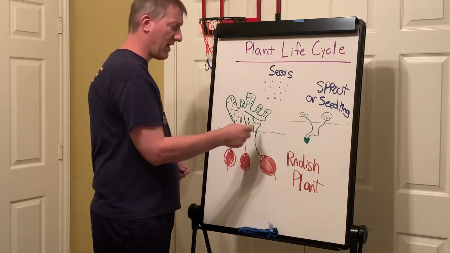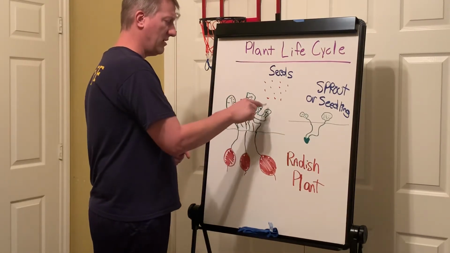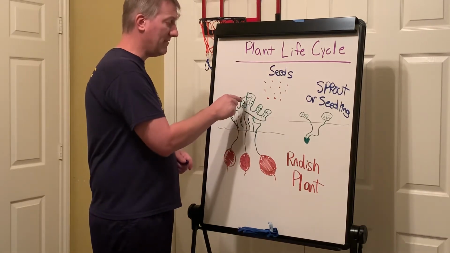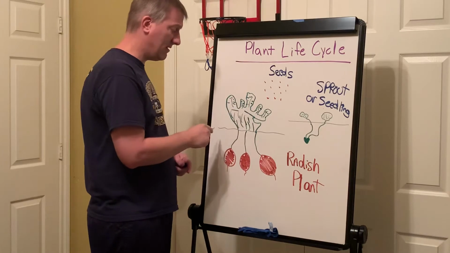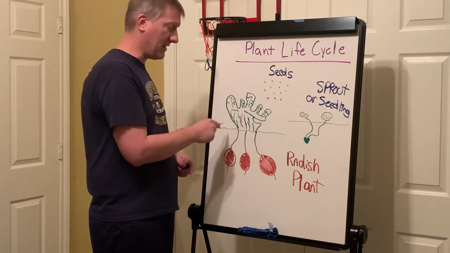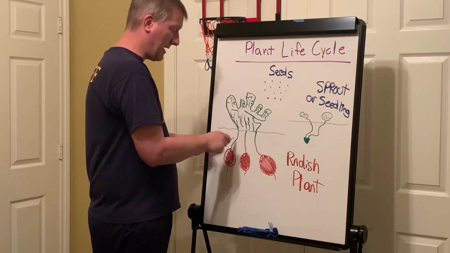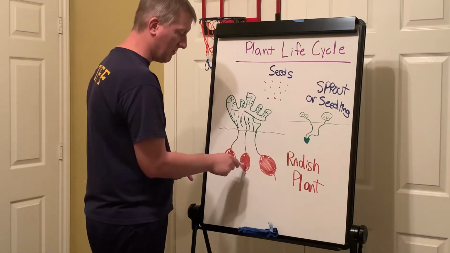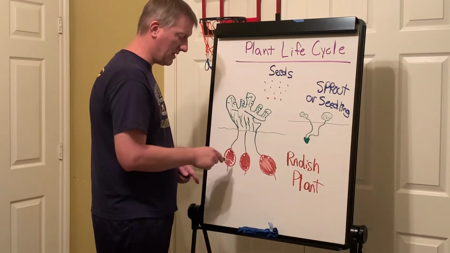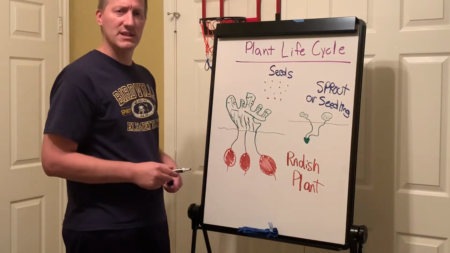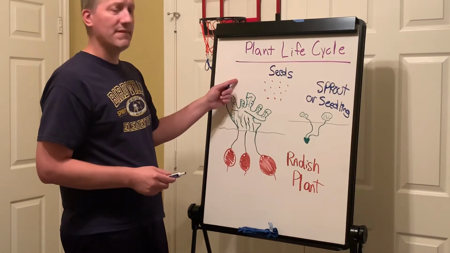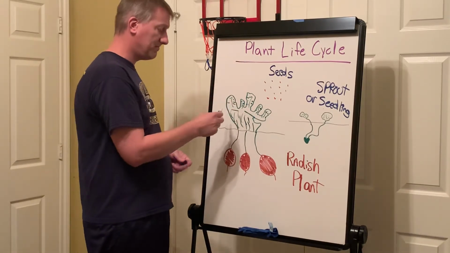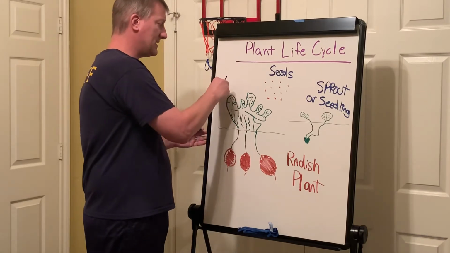From there, the radish plant flourishes up here, and it has many leaves, and it may even have flowers up here. In fact, it will have flowers. And then down below, the radishes start to form, and they become full-grown radishes. And obviously, this is the radish plant life cycle. And this is the adult.